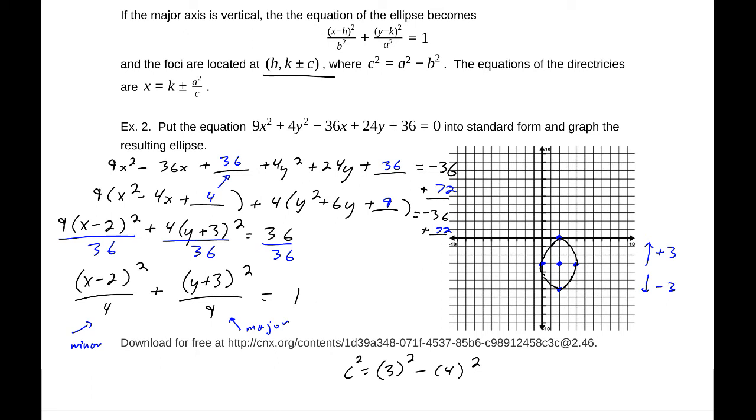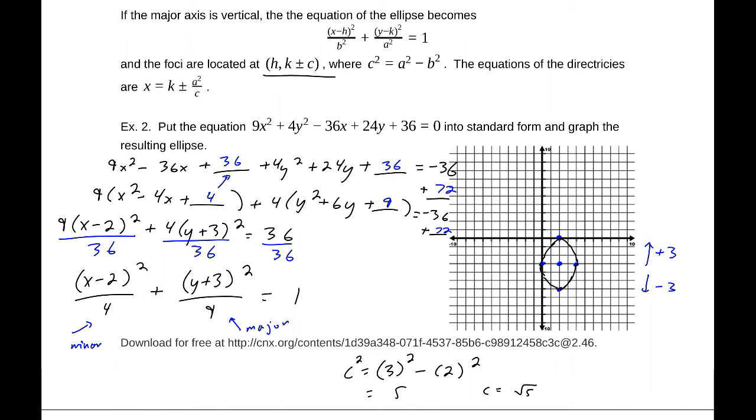Oh, switch that. No. Yeah, that should be good. 9 minus 4. Okay, this is going to tell us the direction we need to go. So, oh, that's 2. That's why that looks strange. Okay, there we go. 9 minus 4, so that's 5. So our c is the square root of 5.